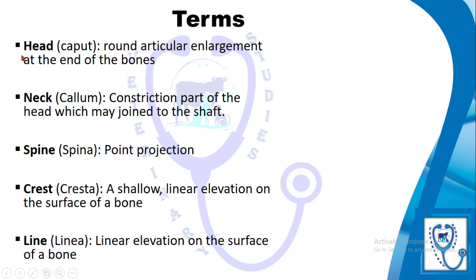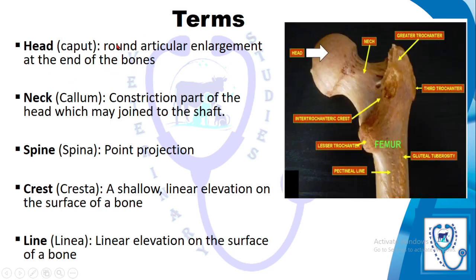Head. Head is also known as caput. It is a round articular enlargement at the end of the bone. Head is always at the proximal end of a bone. Head forms a complex joint, like the head of the humerus bone forms the shoulder joint by uniting with the glenoid cavity of the scapula bone, and the head of the femur bone forms the hip joint by uniting with the acetabulum of the pelvis. As an example, I have given a picture of the head of the femur. This one is the head of a femur.